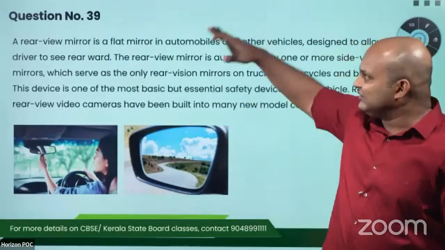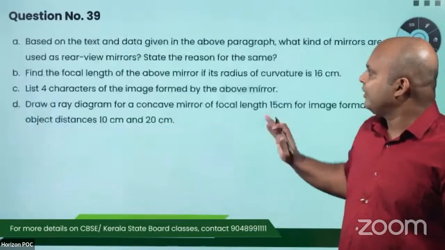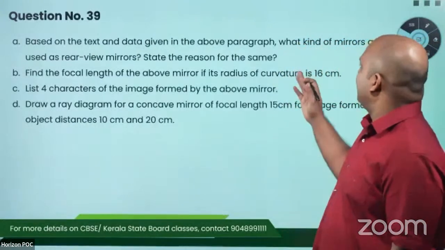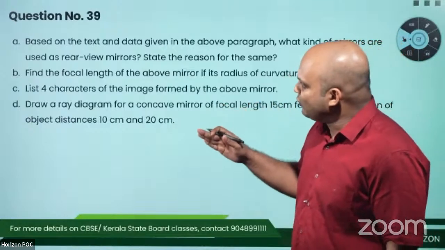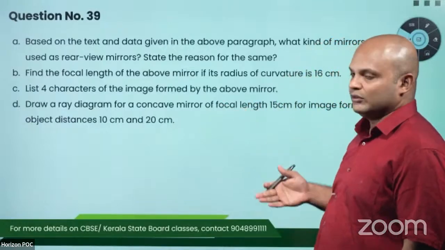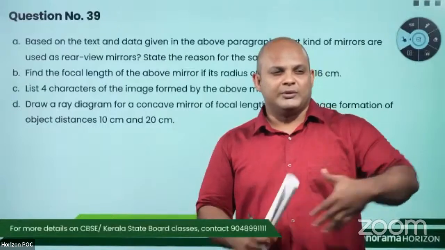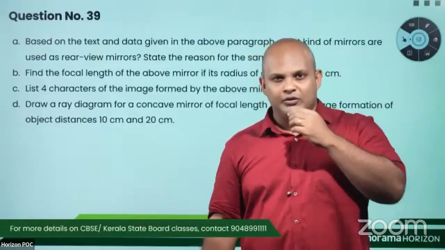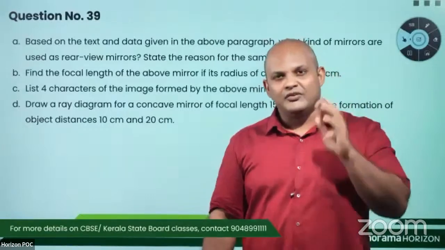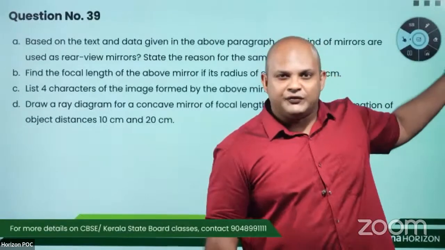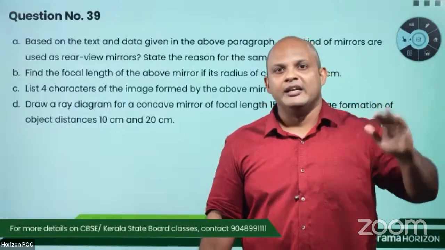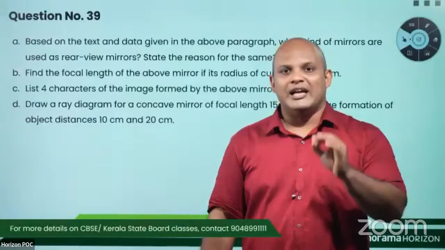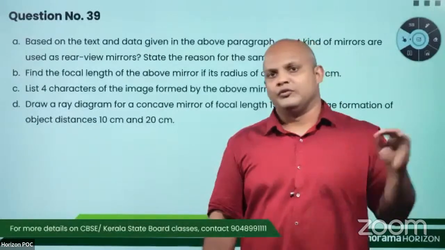Now, based on this information, they have asked some questions. Based on the text of the data given in the above paragraph, what kind of mirrors are used in rear view mirrors? State the reasons for the same. So if you think about it, this mirror is placed flat like this for you to look at. If you ever look in a mirror, you will notice two things. First of all, it does not matter if the object is far behind you or right next to you, right? The distance does not matter. You are always getting a virtual and erect image, regardless of distance.